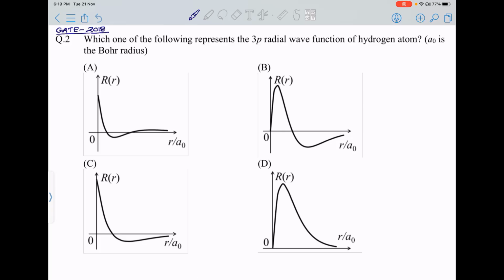Hello, this question is from GATE 2018 and the question states: which one of the following represents the 3p radial wave function of hydrogen atom, where a0 is the Bohr radius? You can see there are four options given in which the plots have been made as a function of the polar coordinate r, with respect to r upon a naught. So these are the four options. Let us start solving the problem here.